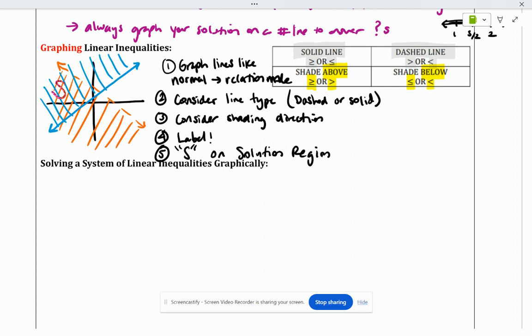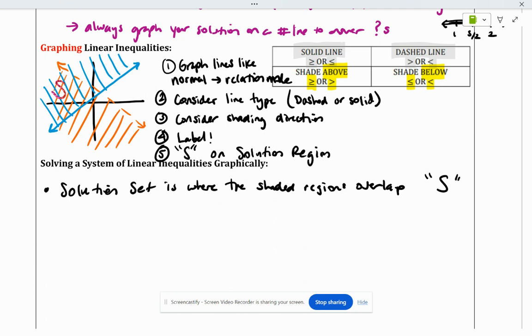So when you solve a system of linear equations graphically, you're doing all the stuff that you did up top. Let's just talk about the solution set, where it's located, what it means, okay? So the solution set, aka the set of all the answers, is where the shaded regions overlap. It's where your S is.